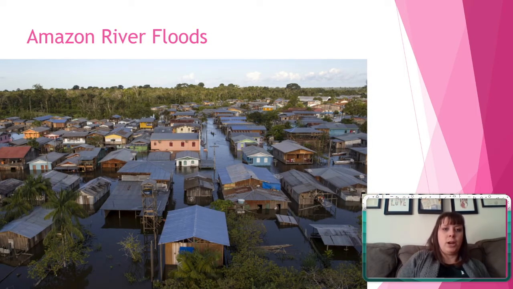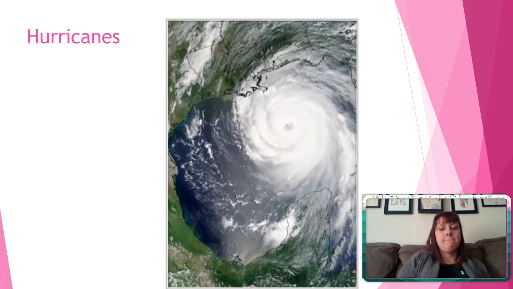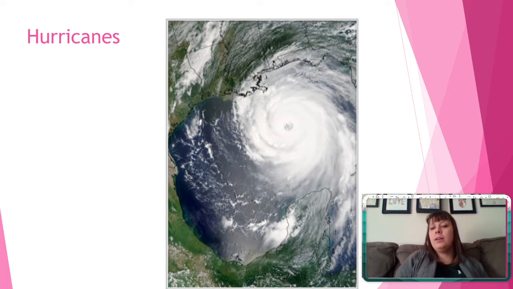Here's another picture of the Amazon River flooding in Brazil. So we see an entire town, right, flooded. All right, hurricanes. So this is one that you guys are probably fairly familiar with. The past couple of years in the news, we've had quite a few large hurricanes hit the United States.